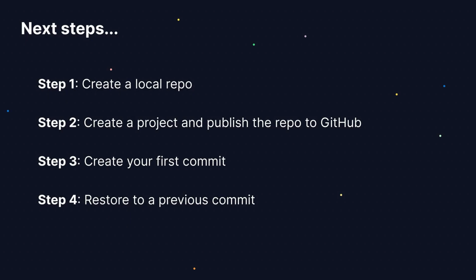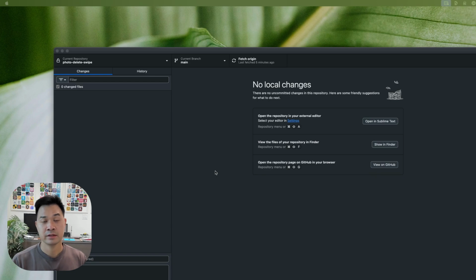So in the next few steps, I'm going to show you how to create a local repo first, and then how to publish it on GitHub, and then also how to take snapshots or commits so that you can save your progress and undo at any time. All right, now let's try it out. So let's start by creating the repo locally on our computer.